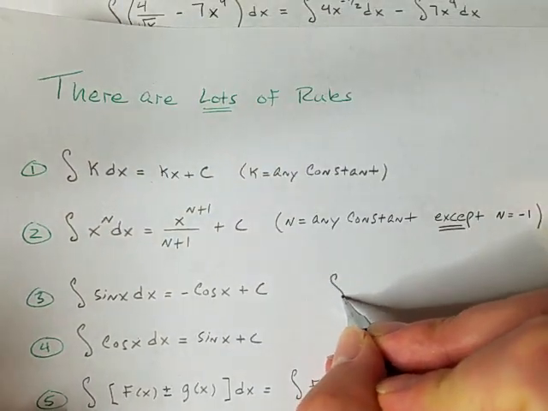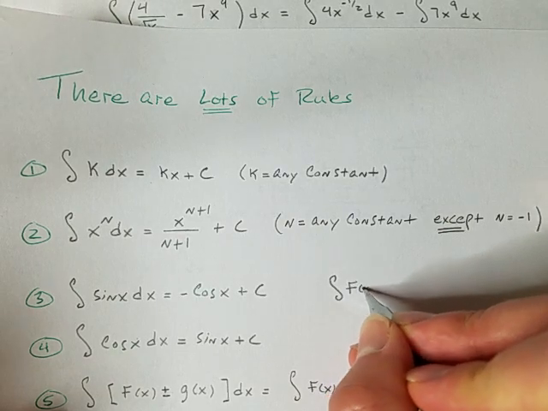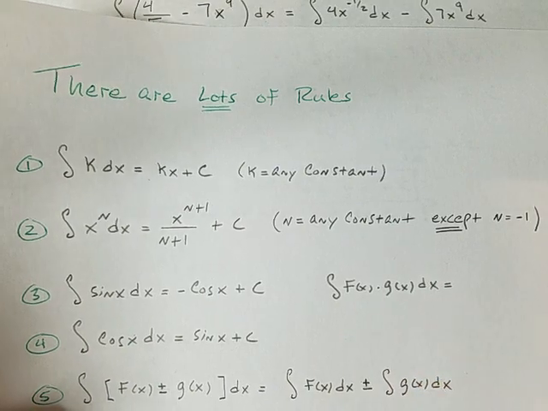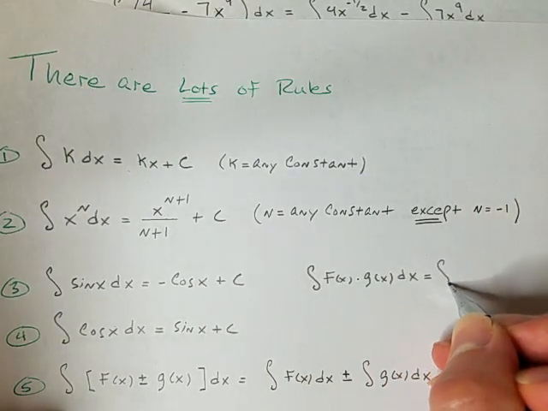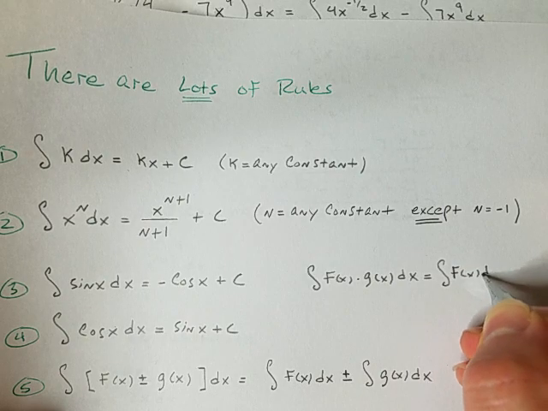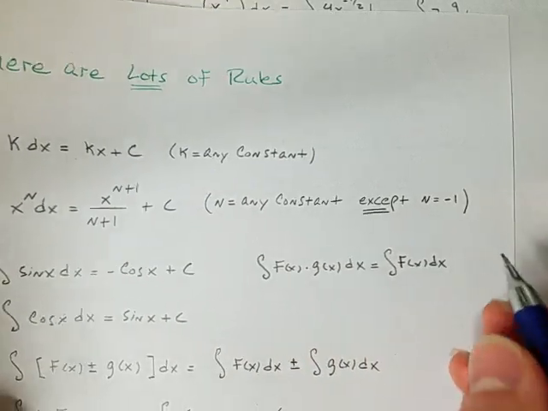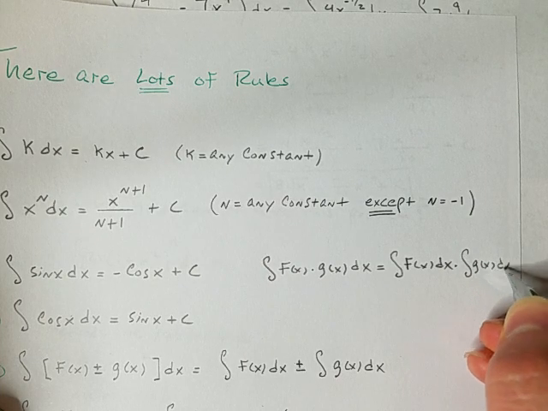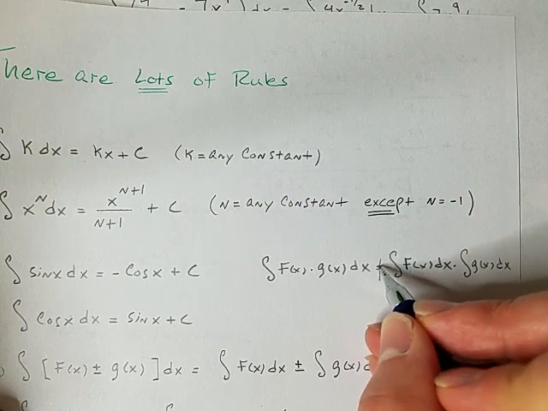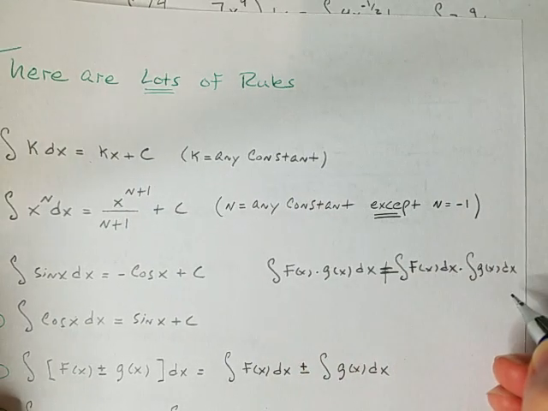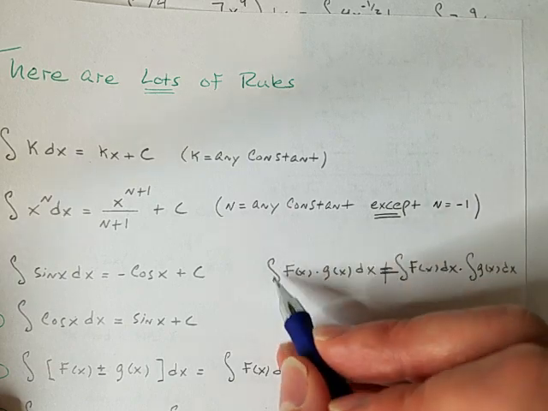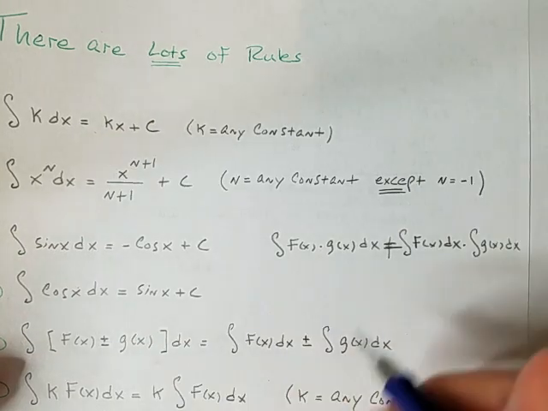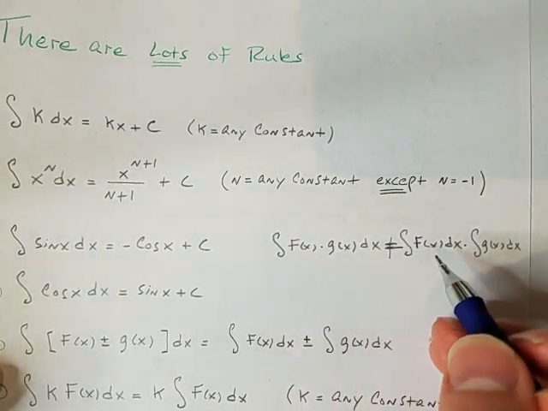So, for example, say you had a problem that was one function times another function. That is definitely, absolutely not equal to the antiderivative of the first function times the antiderivative of the second function. Definitely not. Don't do that. Okay? You cannot split up this integral across multiplication. Addition, subtraction, okay, but not multiplication. Can't do that. All right?